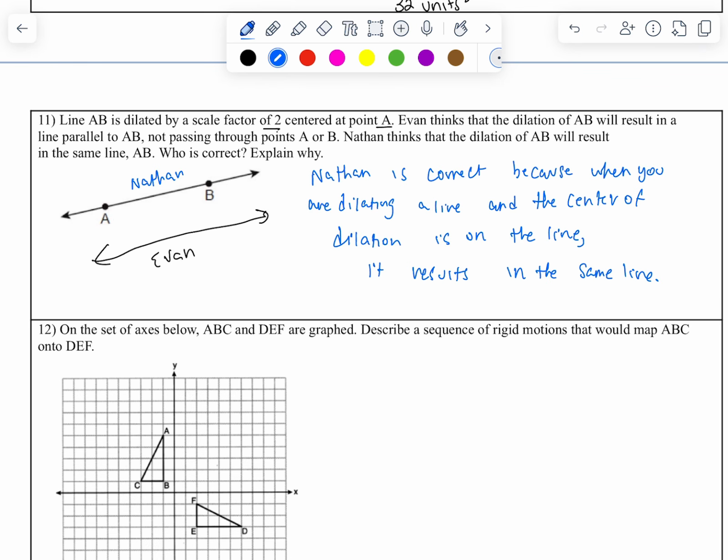Evan is correct that when you dilate a line, any line, it is parallel, so it has the same slope as the original. But if it was centered at the origin instead of at point A, Evan would be correct that it would be a separate line. When you're centered at the origin, let's say this was the equation of the line. If we were centered at the origin, we would keep the slope.